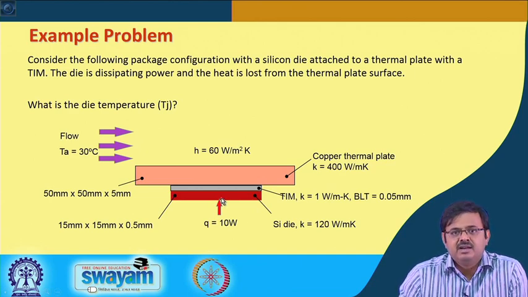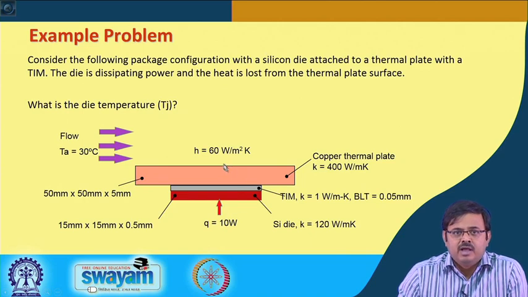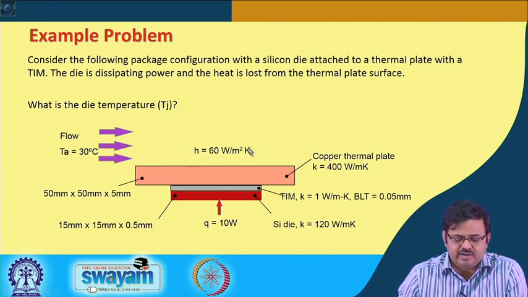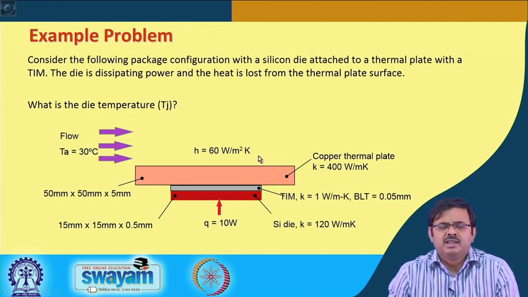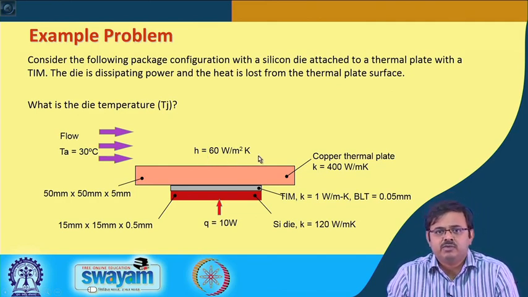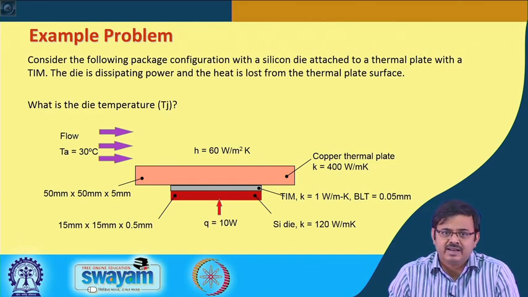We have a silicon die, dimensions of which are given. It is dissipating 10 watts, and then it is attached to a copper plate with a thermal interface material in between, and the dimensions are the same as that of the silicon die, as you can see. And then we have a flow of air at 30 degrees centigrade. Normally the heat transfer coefficient is something we need to calculate, but over here it is given to you as 60 watts per meter squared Kelvin. These are very realistic numbers, by the way.